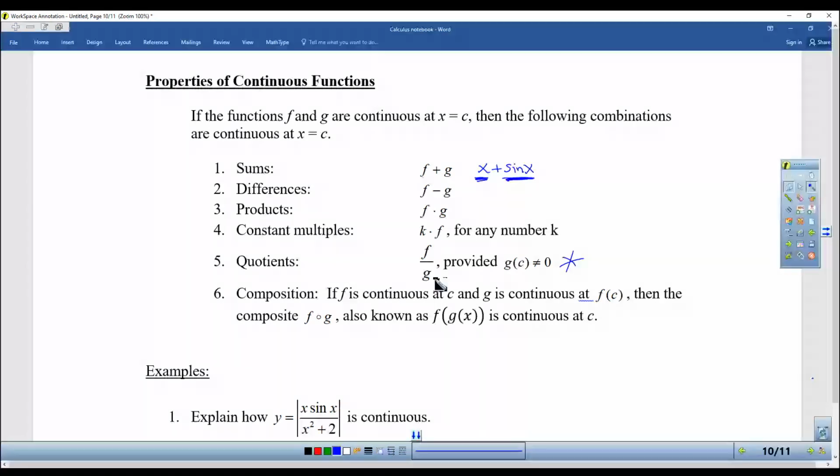This is really the only one that's tricky. If you have a function divided by another function, the bottom has to be something that's not equal to 0, or it's not going to be continuous. And even the composition of functions. So let's say you had the square root of x plus 2. That's a composition of a square root and a linear function. So square root functions are continuous and linear functions are continuous. So this one is, even if I changed it to that. A parabola is continuous, a square root is continuous, so this is continuous.